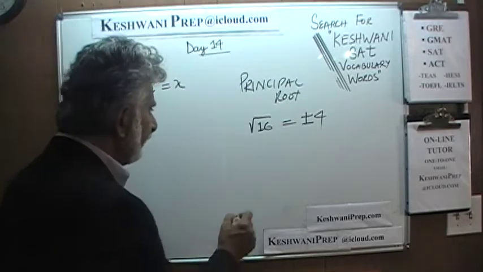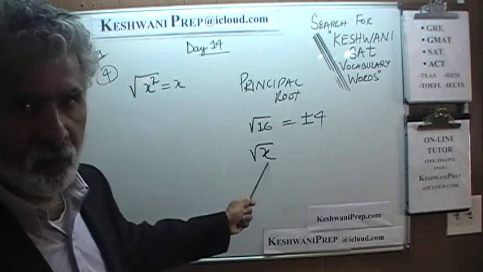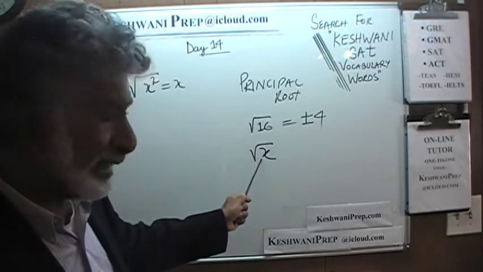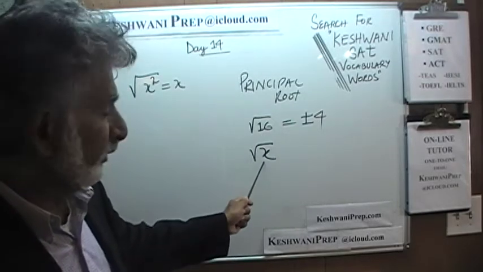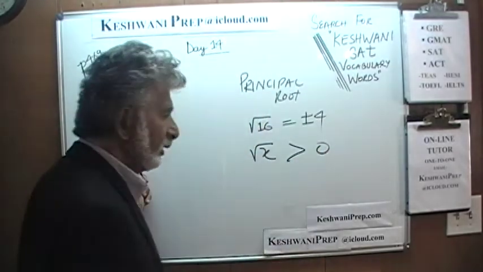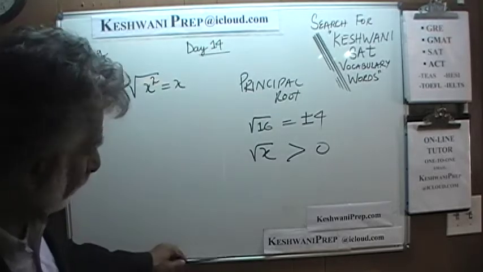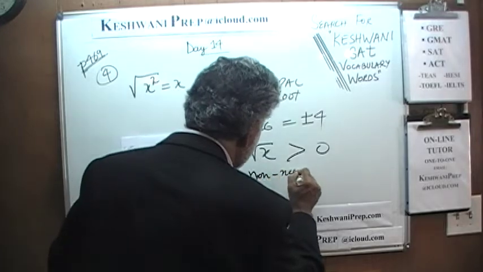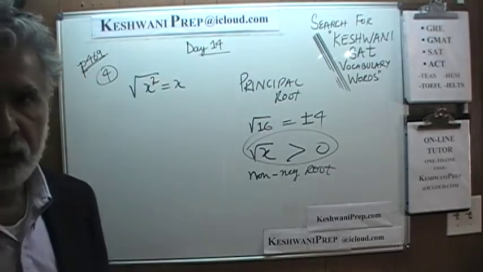But instead of 16, if somebody asks us what's the square root of x, and later on we find out that x actually equals 16, in that case, the answer would not be positive or negative 4, because it's not a numerical value, it's an algebraic quantity. This will have to be a positive quantity. This is known as the principal square root, or sometimes the non-negative root. A negative quantity is not allowed.